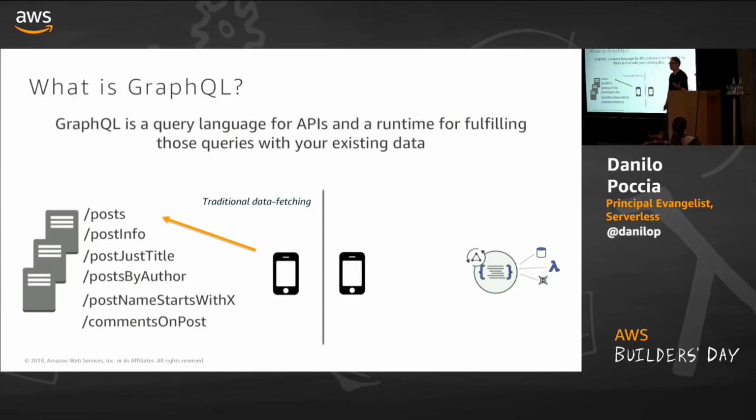Then you realize that for your index, you don't need all the information because you would move lots of information over the network and consume the bandwidth of your users, when you just need to display a subset of the information. So you create another endpoint to get only the information on that post, or maybe just the title. Then you need to search your posts by author, or depending on the names that are there, and then you need to manage comments.